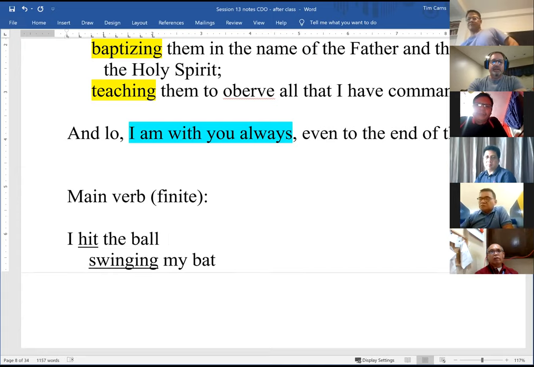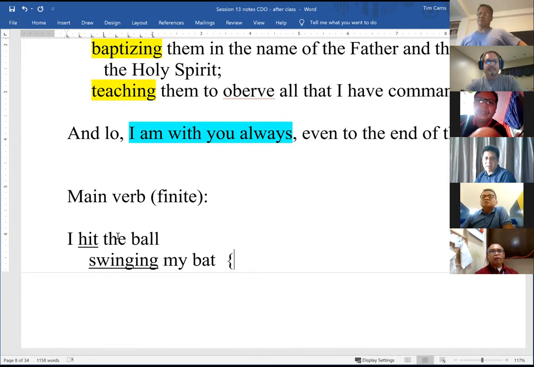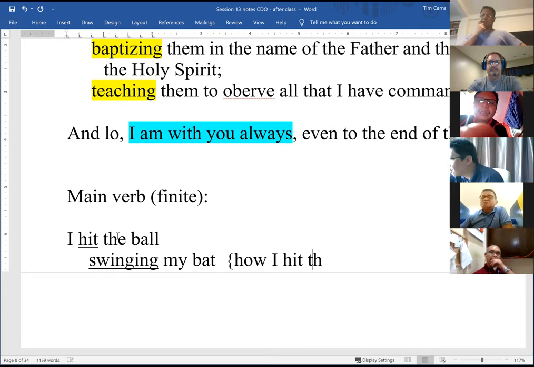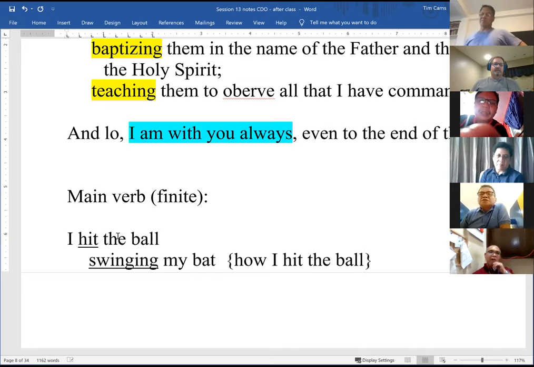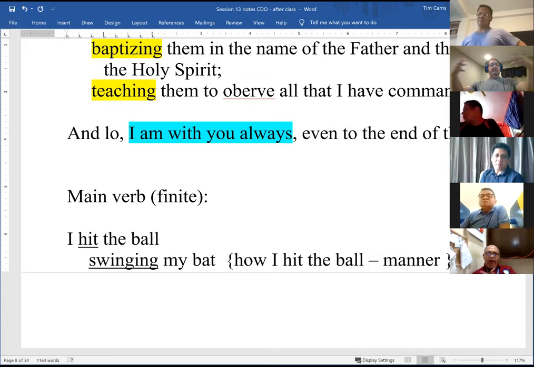That phrase, "swinging my bat," how is that modifying? It's modifying the verb hit. How is it modifying the verb hit? What is it telling us? The manner. Yeah, how I hit the ball. A manner would be sort of the formal way to say that: the manner in which I hit the ball. How did I hit it?